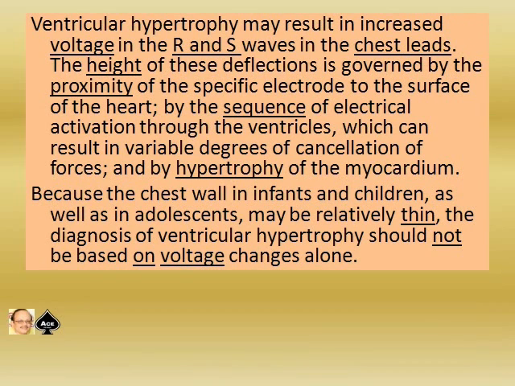Ventricular hypertrophy may result in increased voltage in the R and S waves in the chest leads. The height of these deflections is governed by the proximity of the specific electrode to the surface of the heart, by the sequence of electrical activation through the ventricles, which can result in variable degree of cancellation of forces, and by hypertrophy of the myocardium. So the height is governed by proximity, sequence and hypertrophy. Because the chest wall in infants and children as well as in adolescents may be relatively thin, diagnosis of ventricular hypertrophy should not be based on voltage changes alone.